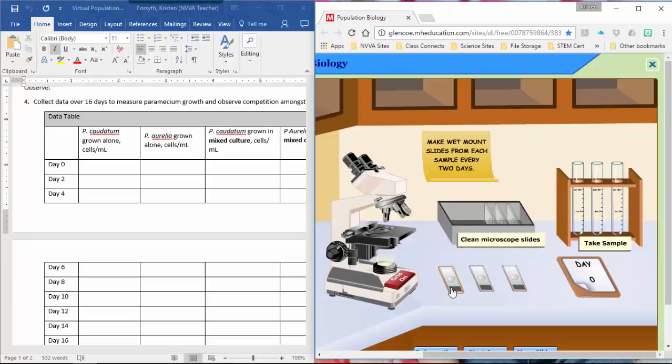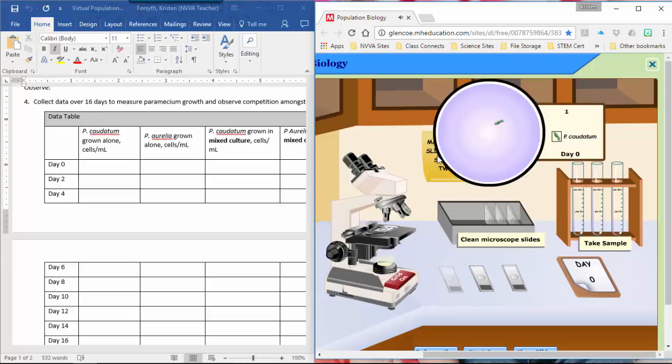And then we're just going to take each sample and put it under the microscope. So you click the sample and drag it to the microscope, and the view will show up right here in this circle. So we can see, and this is day zero, P. caudatum has one cell, one paramecium cell. So then you'd record that data on your chart. So then this is your lab sheet. Go down to your chart and put one.